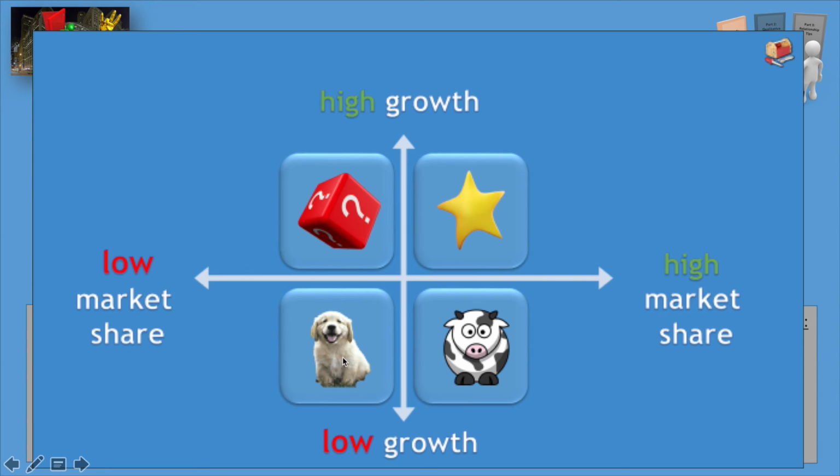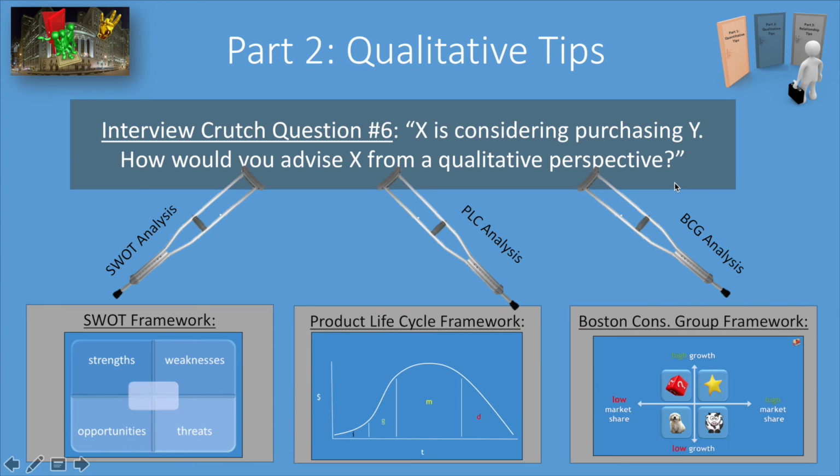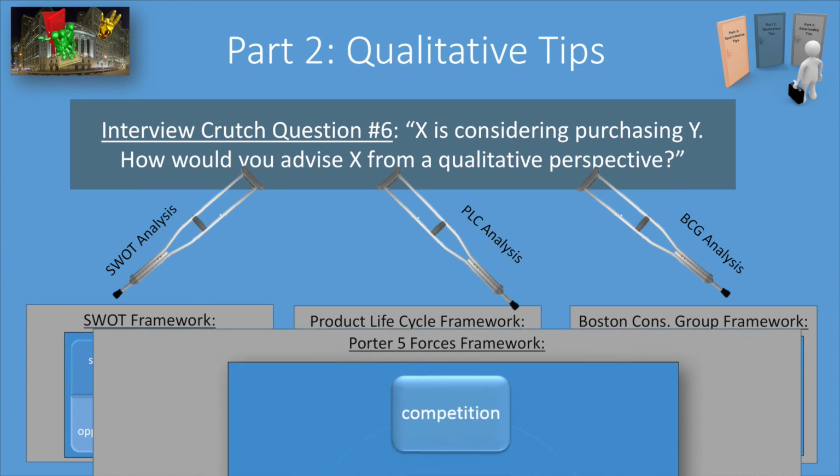This adorable dog, which has low market share and low growth. I don't know why you put a dog there, but it is what it is. And then you've got high growth and low market share is a star. Okay, just make sure that you use one of these frameworks. It'll make you look intelligent.